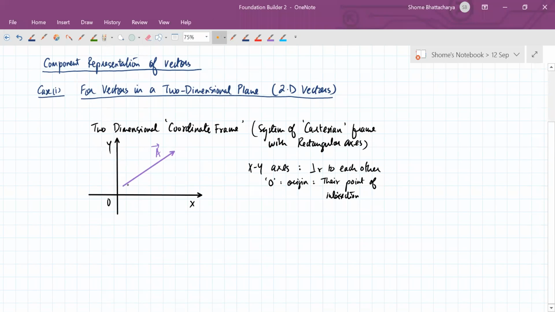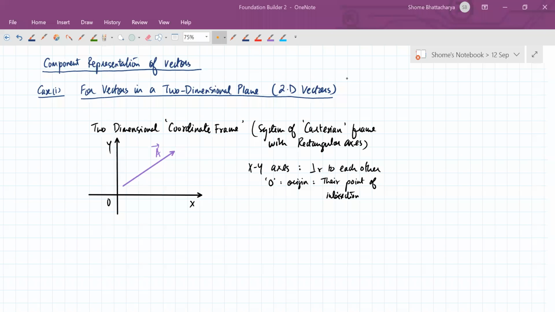So this is the arrow I've drawn. This is not component representation. This is geometrical representation. But now next, to convert this to component representation, I need to do one more thing. There's nothing to explain. I've not done anything yet. I've just drawn an XY plane. So just note this down.